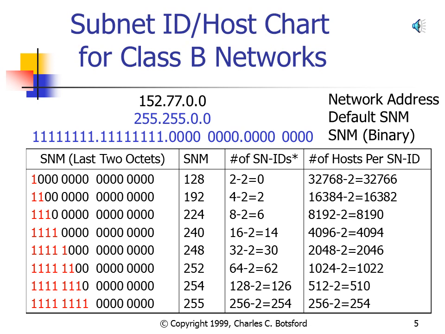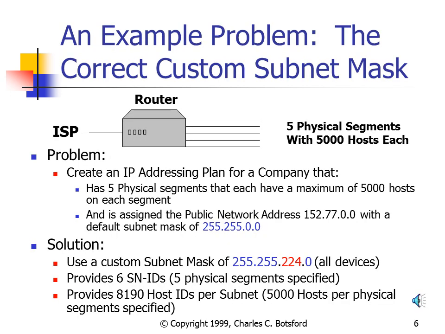And then whenever confronted with a design problem, first we identify how many physical segments we have, how many hosts per physical segment, and then we look for a custom subnet mask that gives us enough subnet IDs and gives us enough host IDs per subnet to match the physical network. So we've looked at all our possible choices for custom subnet masks, and we found one that works.